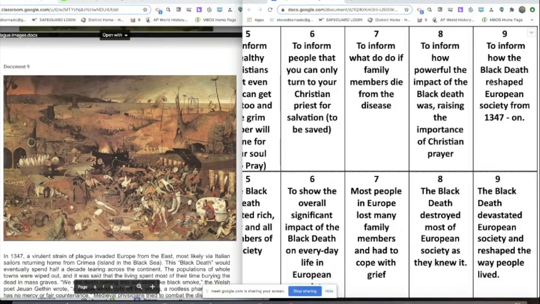So what is the purpose of this image? To inform how the Black Death reshaped European society. It almost wiped it out, and they had to rebuild from scratch. And it was never the same since. Okay? What is the message here? The message, I can think of one word that reflects that image: devastation. Absolute devastation. So the message: the Black Death devastated European society and reshaped the way people lived.